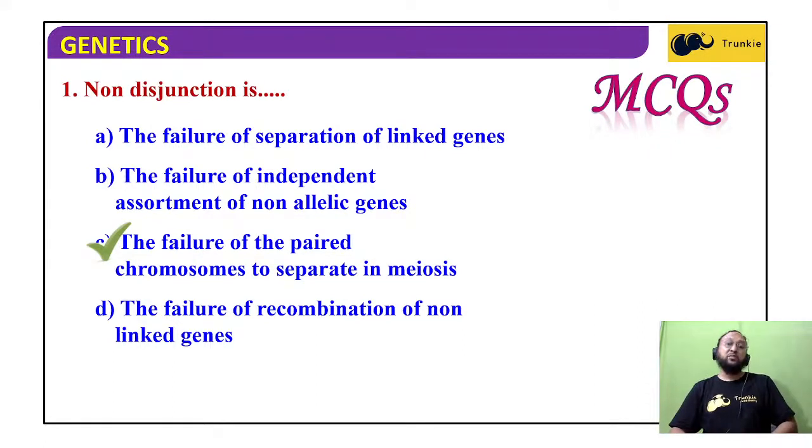Normally, in the normal process, the chromosomes should segregate during meiosis, so that the haploid number n of chromosomes is ensured in the gametes. If non-disjunction occurs and there is no separation, then there will be an extra number of chromosomes in the gamete, which leads to abnormality in the zygote, and the individual will form abnormal characteristic features in the body. So this is the failure of paired chromosomes to separate in meiosis.